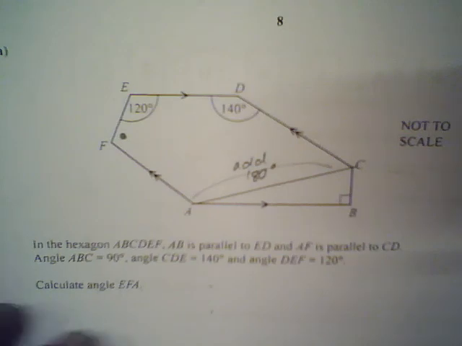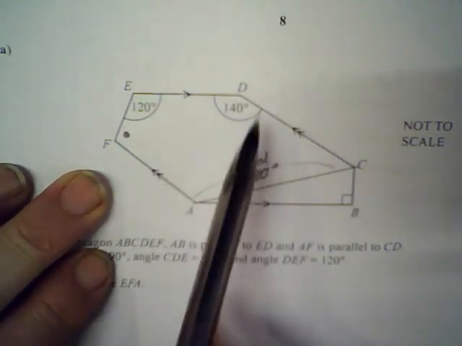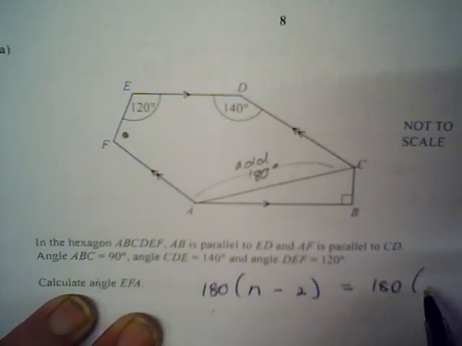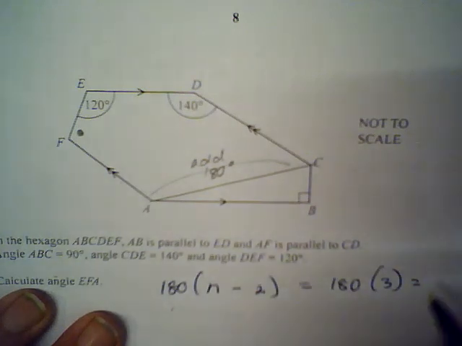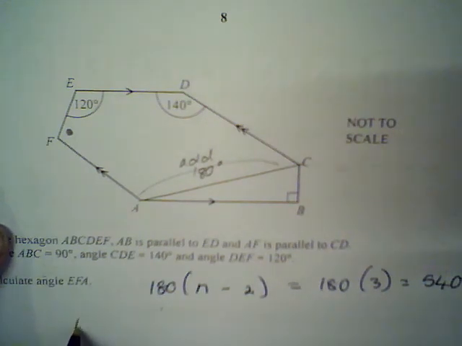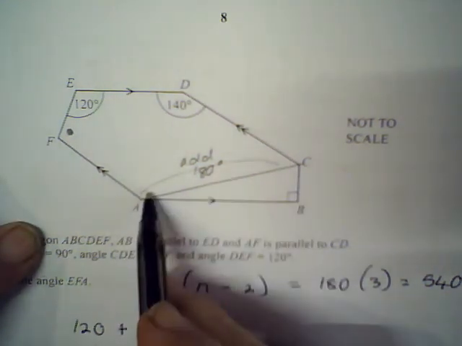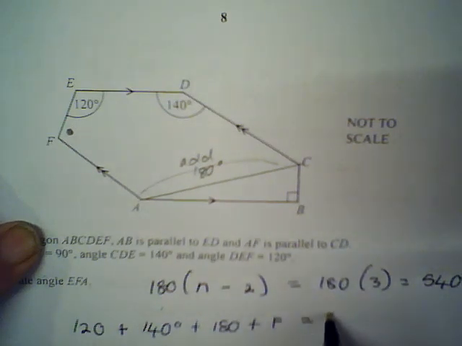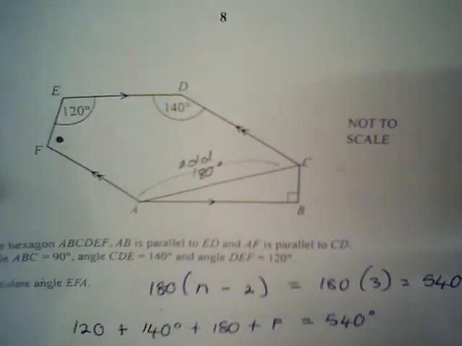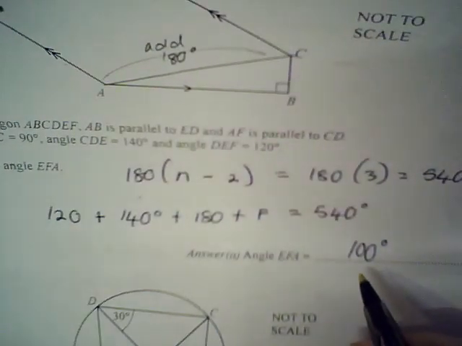Okay, so I know the sum of the interior angles of a five-sided figure would be 180(n minus 2). That would give us 180 times 3, because it's five sides, and that would give us 540 degrees. Okay, good. So now we know that to get this 540, it would be 120 plus the 140 plus the 180 for this one plus F would give me 540 degrees. And now we just need to solve for F, or angle EFA. And when I do that, I get 100. So that angle F is 100 degrees.